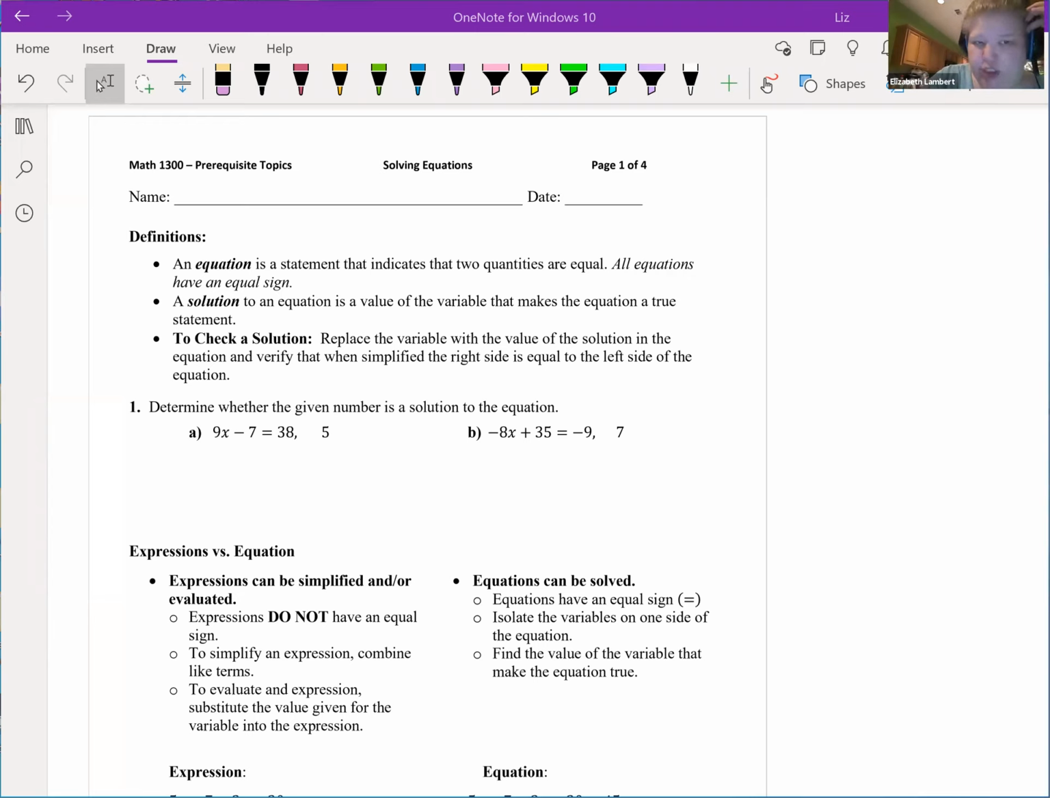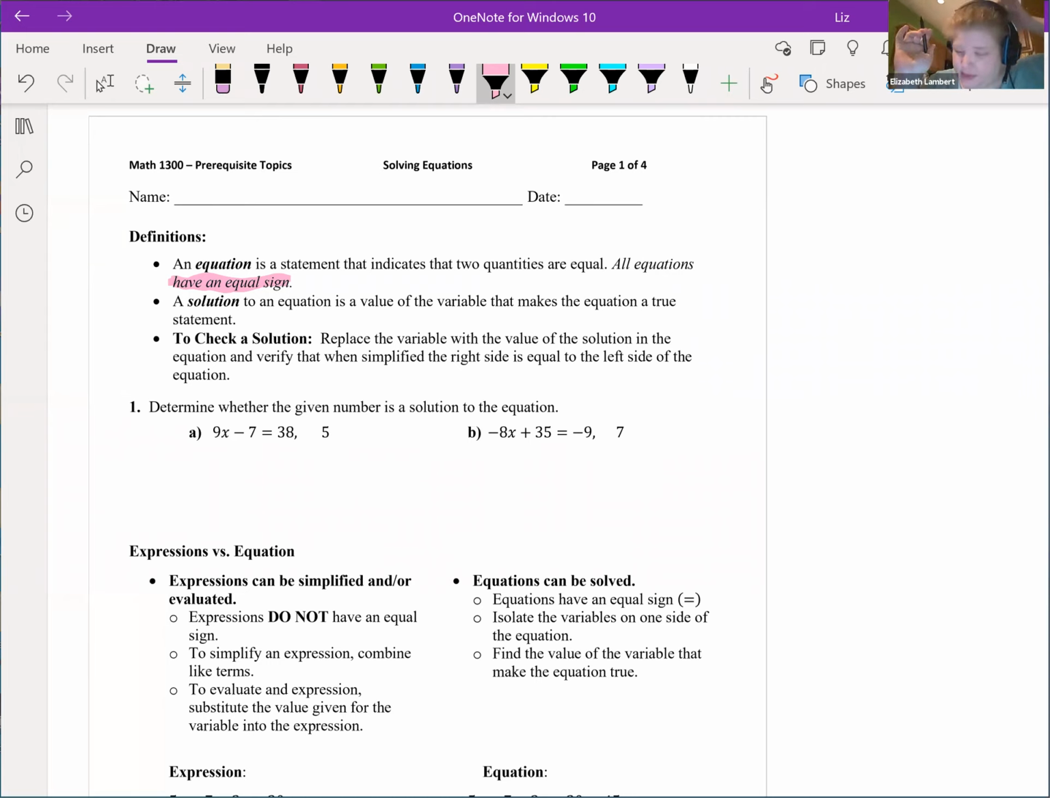So an equation is a statement that indicates two quantities are equal. All equations have an equal sign. Anything with an equal sign and something on both sides is an equation. A solution to an equation is the value of the variable that makes the equation a true statement. So it's a number that works in place of the variable. That is talking about single variable equations. To check a solution, replace the variable with the value and verify that when it's simplified, the right side equals the left side.